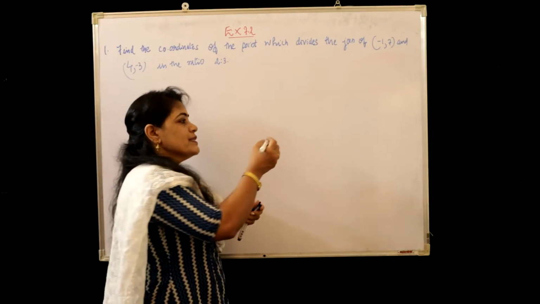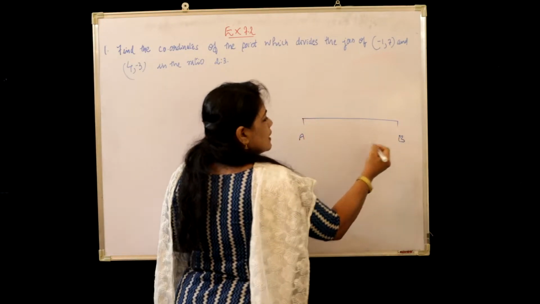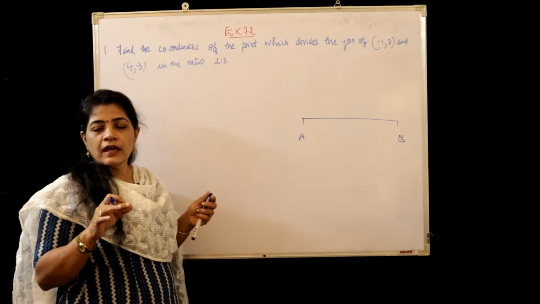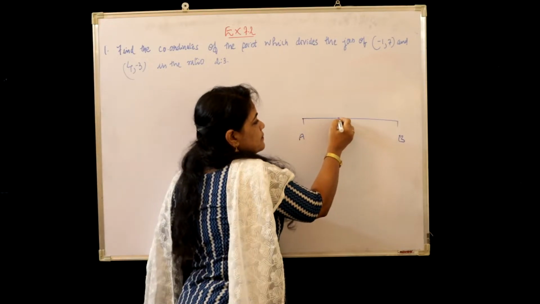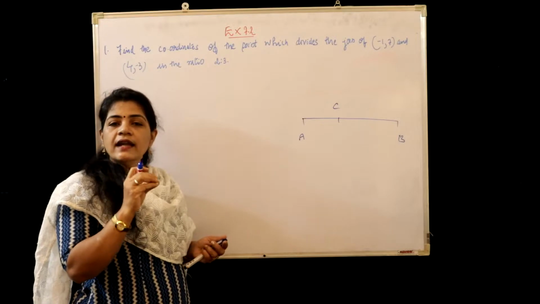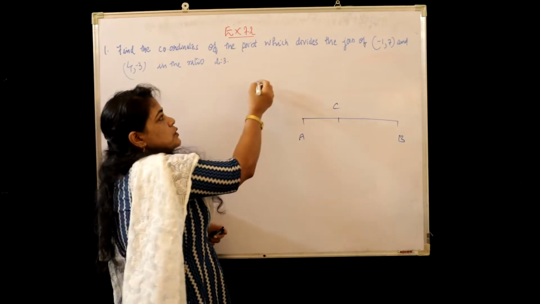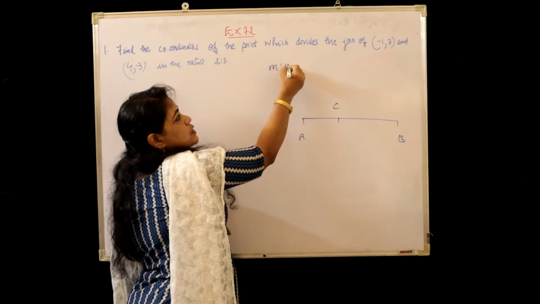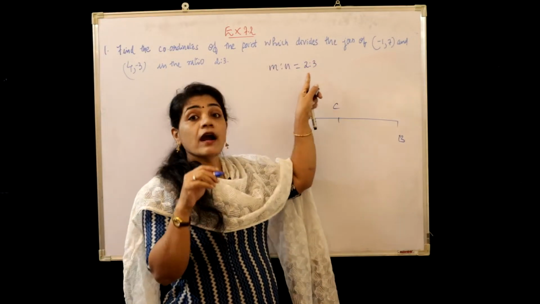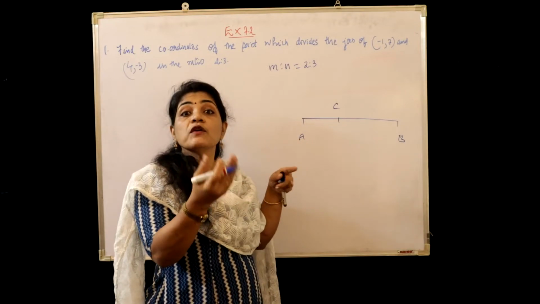So those 2 points, let it be A and B. This A and B get divided by a point, let it be C, and this point C divides the line segment AB in the ratio 2:3. In the ratio 2:3 means you can take m:n as 2:3. That means suppose AB is divided into 5 equal parts.